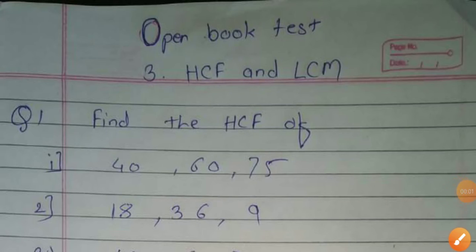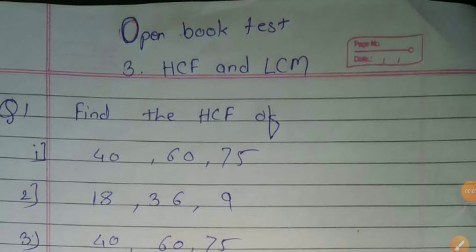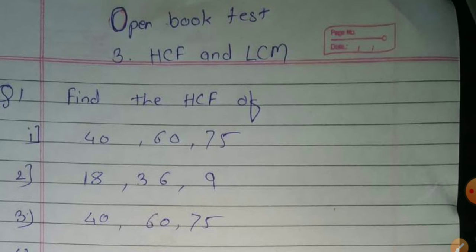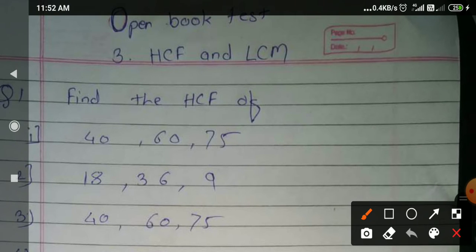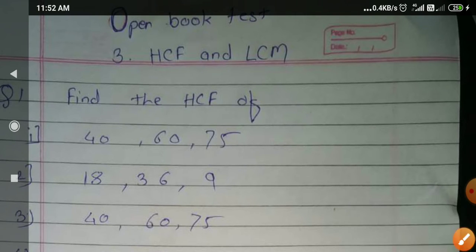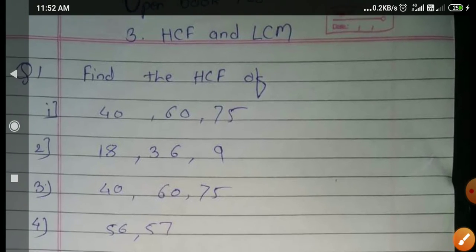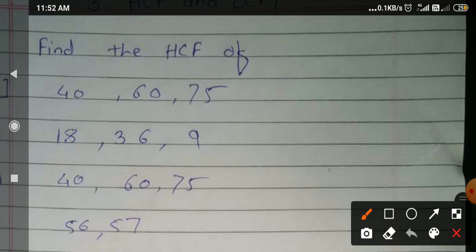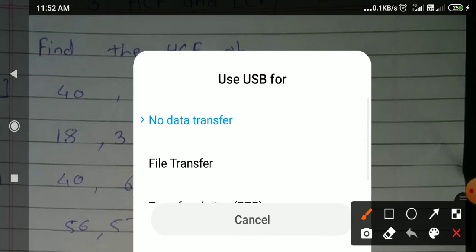Hello children. Yesterday I gave you an open book test on HCF and LCM. For that, here is the first question: we have to find out the HCF of the given numbers. Some of the examples I gave you from the textbook, and some examples are my own.